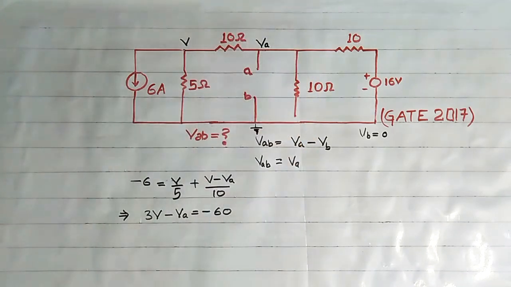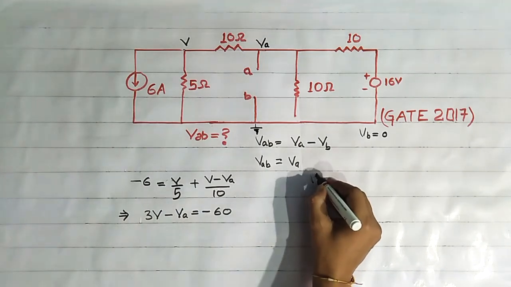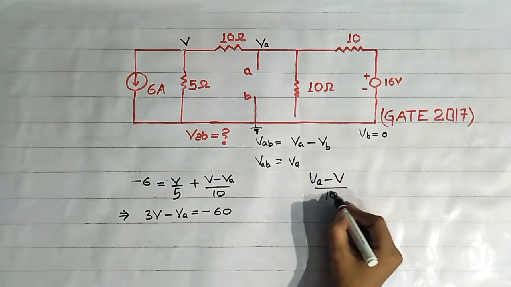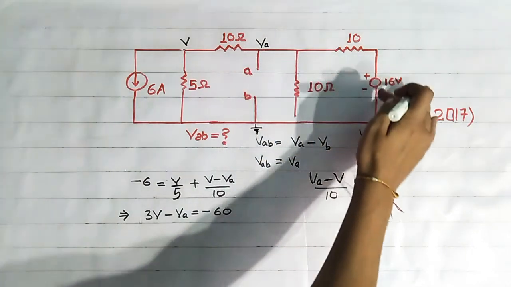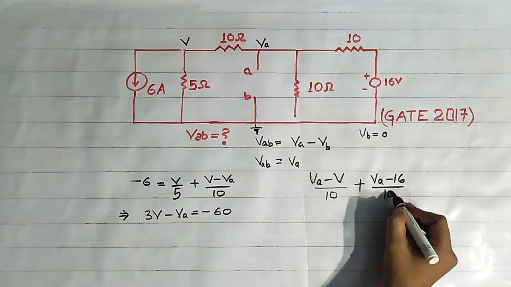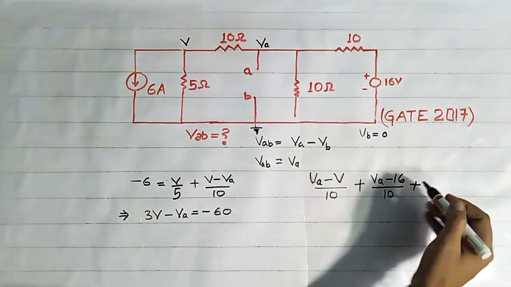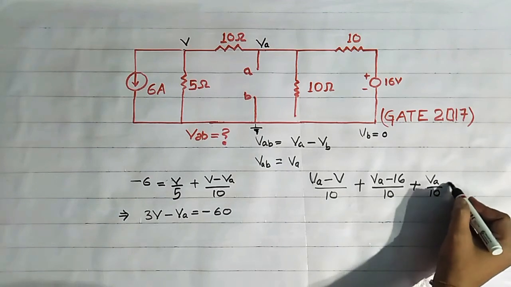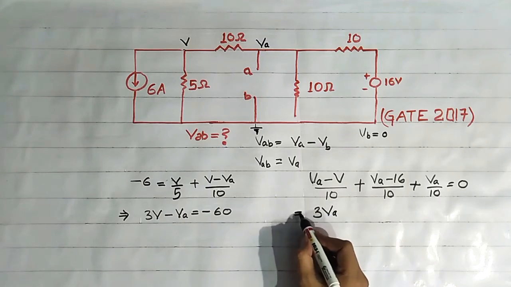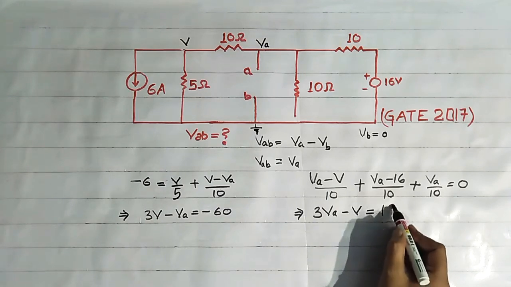Now apply nodal analysis at this node. For this node we can write (VA minus V) by 10 plus (VA minus 16) by 10 plus (VA minus 0) by 10. So here we get 3VA minus V is equal to 16.